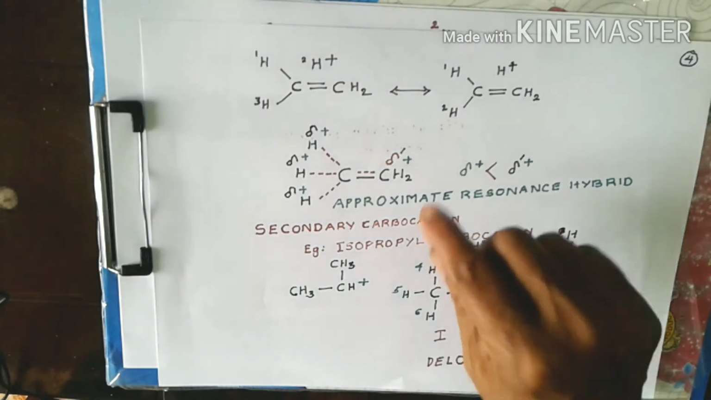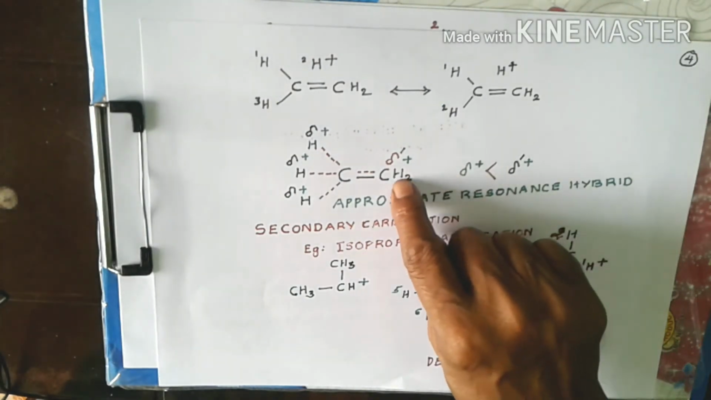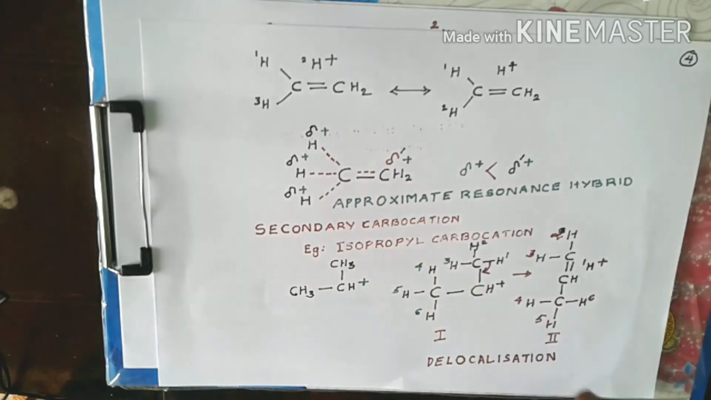Now we can say the positive charge which was initially carried by this carbon is shared by all the hydrogen atoms. So whenever there is a positive charge over a carbon, and if other atoms are ready to share the positive charge, the system attains stability.